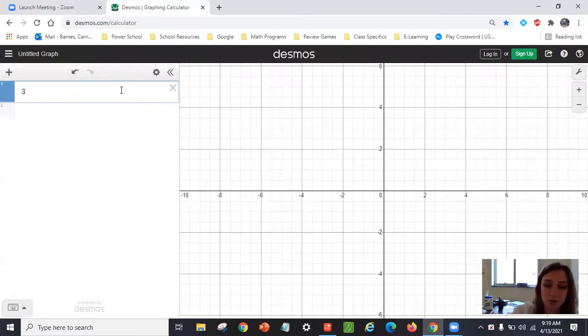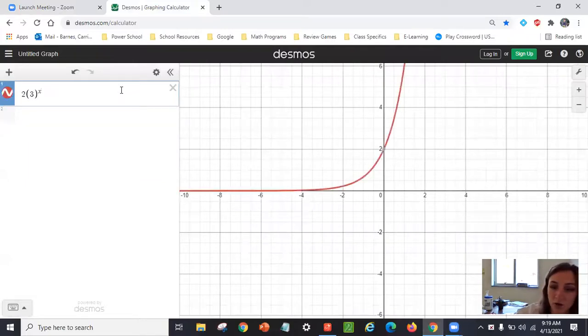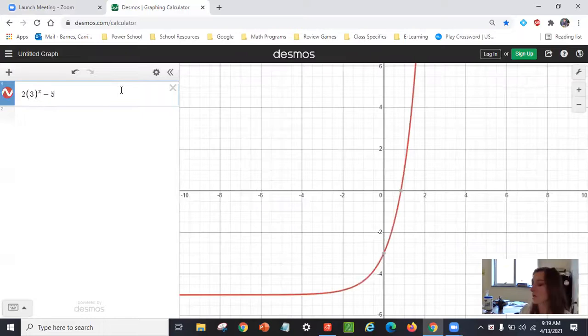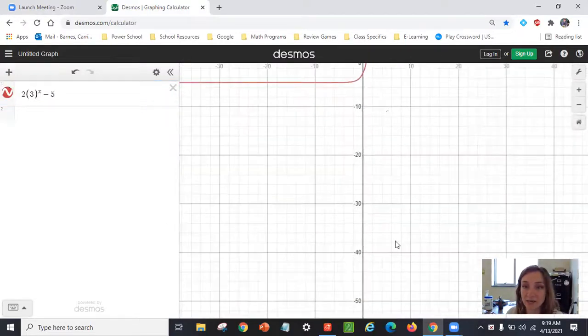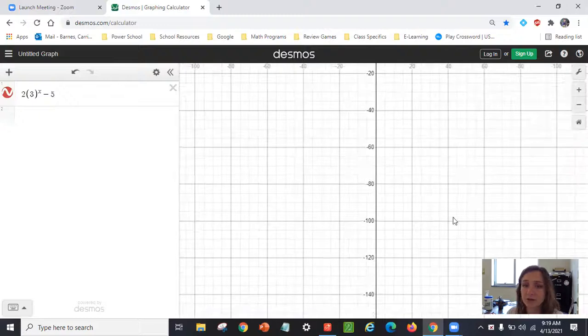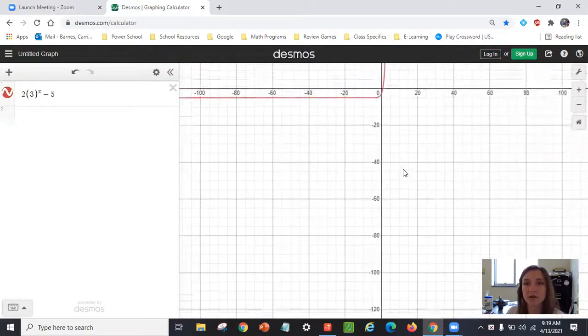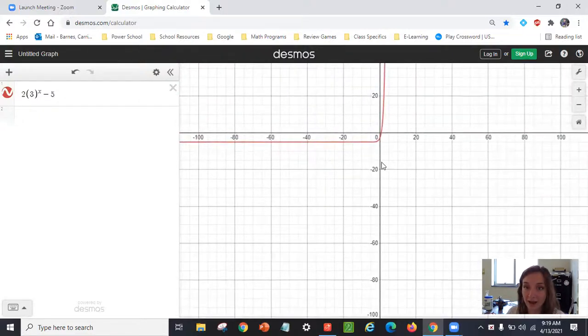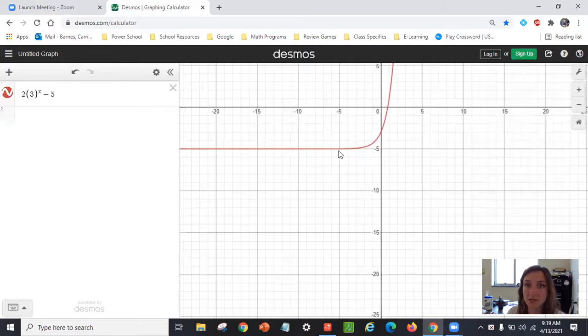All right, so we have 2 times 3. Oops, that's a 2, not a 3. 2 times 3 to the power of x, and then all minus 5. Okay, and what you'll see here is that this function does not exist down in negative infinity. If I go down here, I do not see the function at all. But the function does start existing on the y-axis, so looking at the y values, here at negative 5.